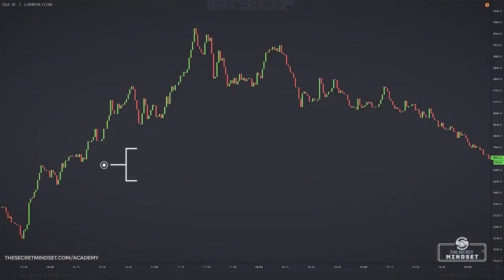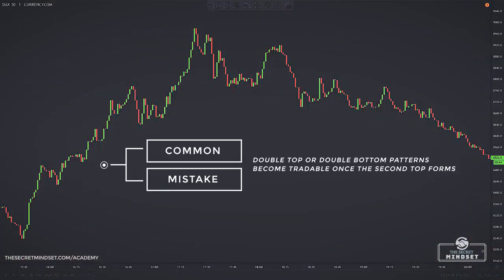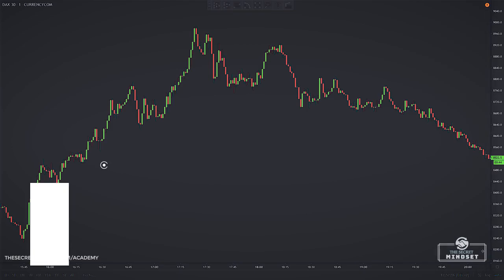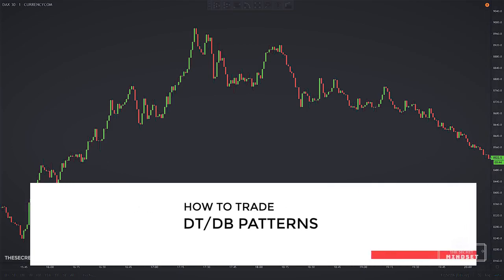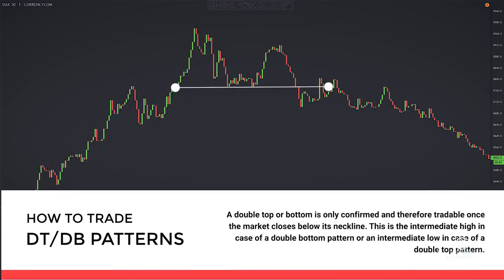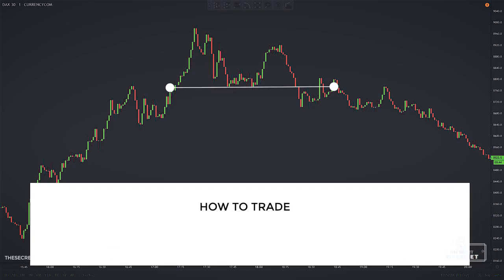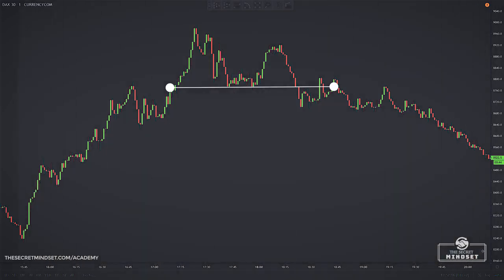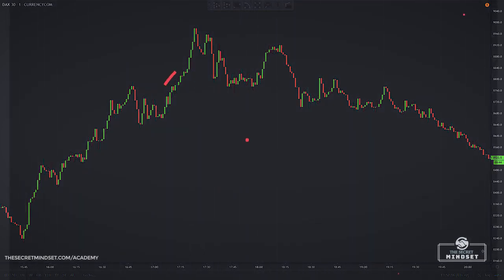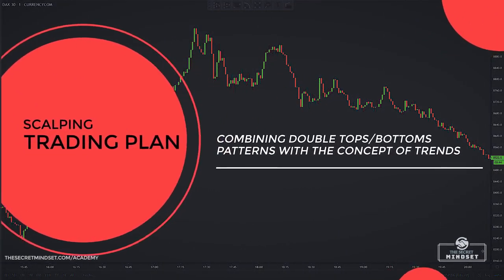One common misconception is that the double top or double bottom patterns become tradable once the second top forms. The truth is that a double top or double bottom is only confirmed and therefore tradable once the market closes below its neckline. This is the intermediate high in the case of a double bottom pattern, or an intermediate low in the case of a double top pattern. When this reference point is breached, you can expect the pattern to be validated. Once the pattern is formed, price now changes direction. When you combine these patterns with the concept of trends, this approach will be even more powerful.